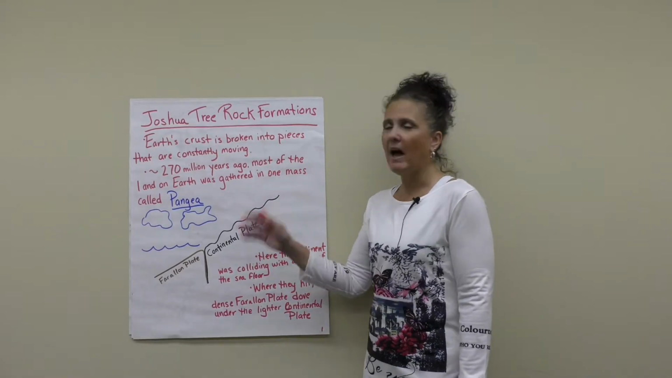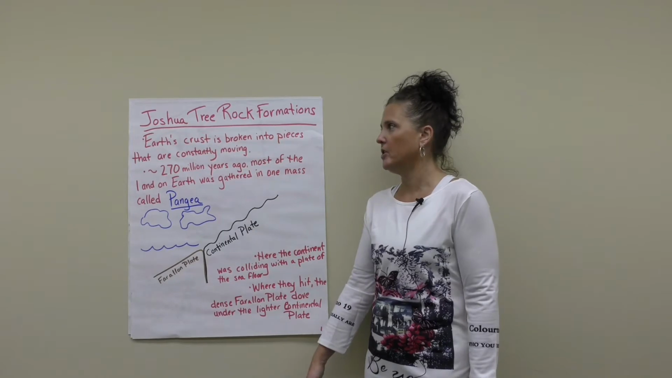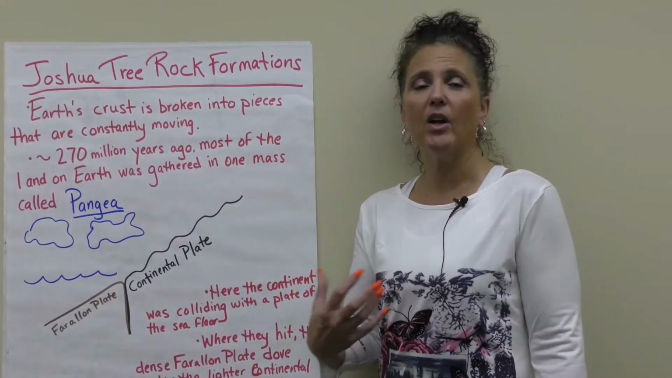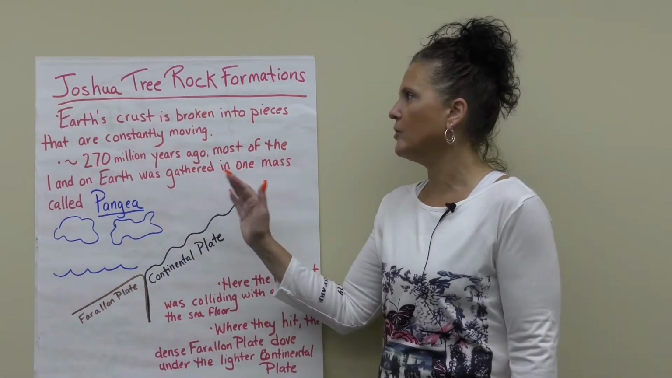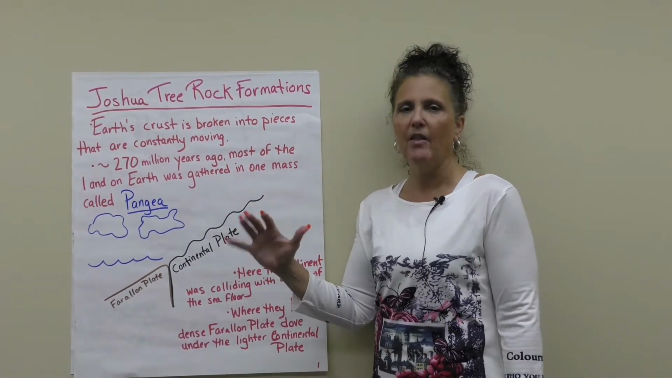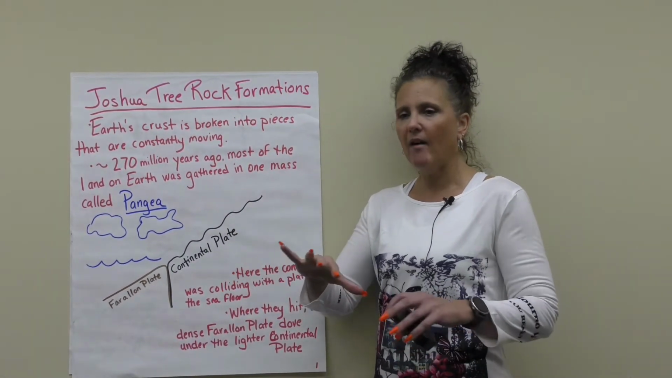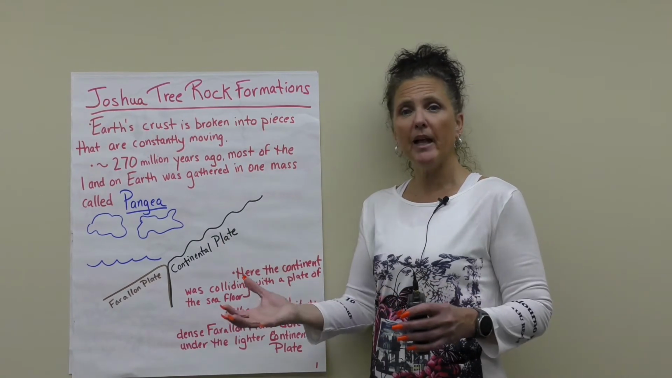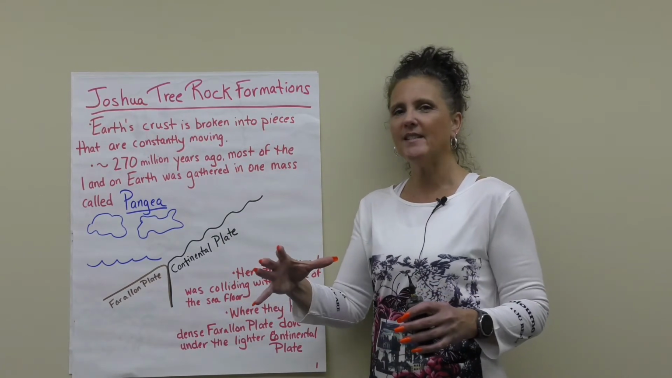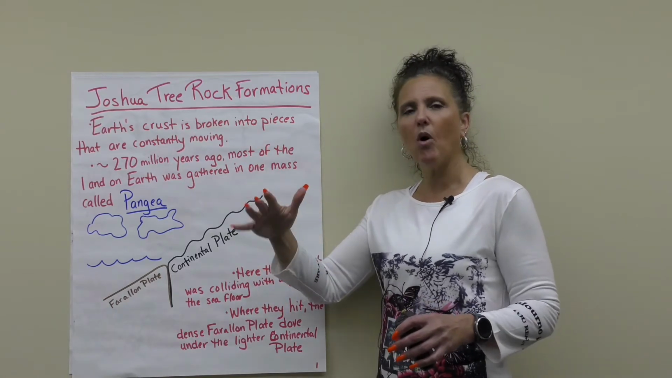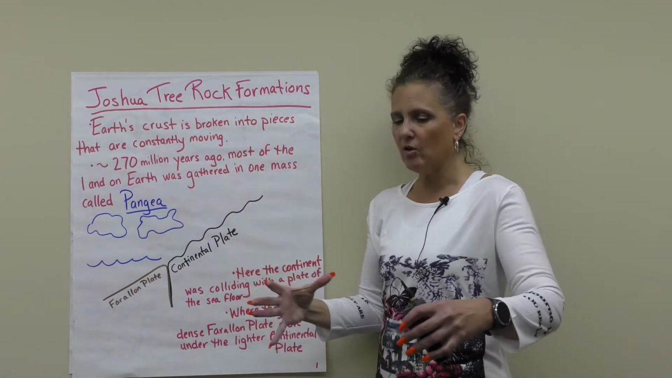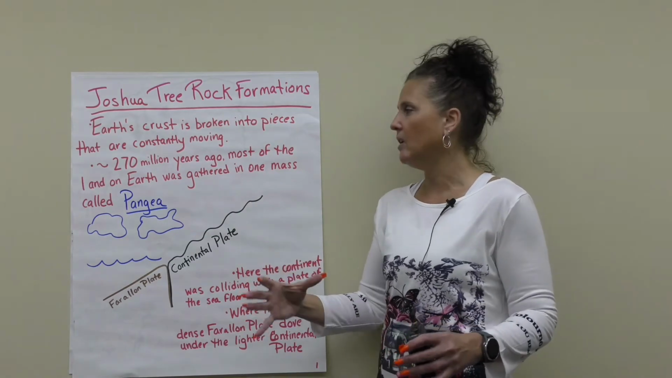Here's the information behind the Joshua Tree rock formations. This is the history of how they occurred. We'll look at a little bit of video and some pictures, but the Earth's crust is broken into pieces that are constantly moving. We have what's called the lithospheric plates. They float over the asthenosphere. I know those are big words. Kind of like a raft floats on water, but these plates, the pieces of the Earth, are constantly moving.